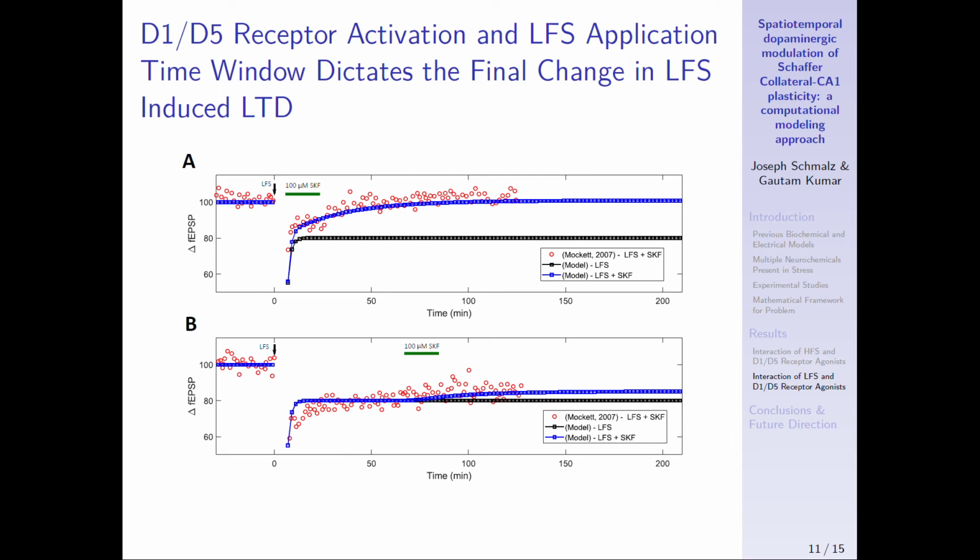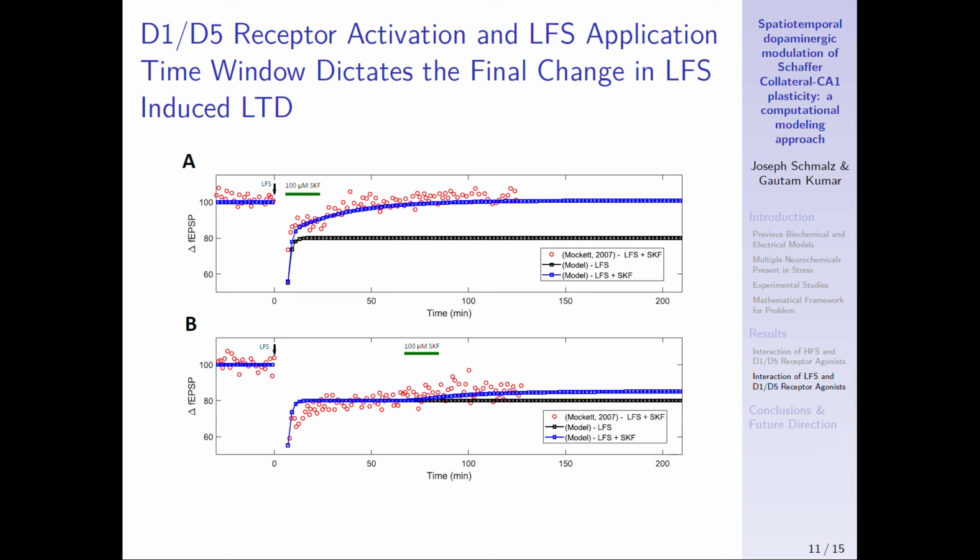The long-term depression induced by the low-frequency stimulation protocol can be seen in these two figures as the black square lines. Experimentally, it was shown that the application of the dopaminergic agonist SKF right after the low-frequency stimulation protocol led to the complete reversal of low-frequency stimulation-induced long-term depression. We applied the same protocol to our model. As you can see in the blue line in A, the application of the dopaminergic agonist SKF after the low-frequency stimulation protocol reversed the low-frequency stimulation-induced long-term depression in our model as well.